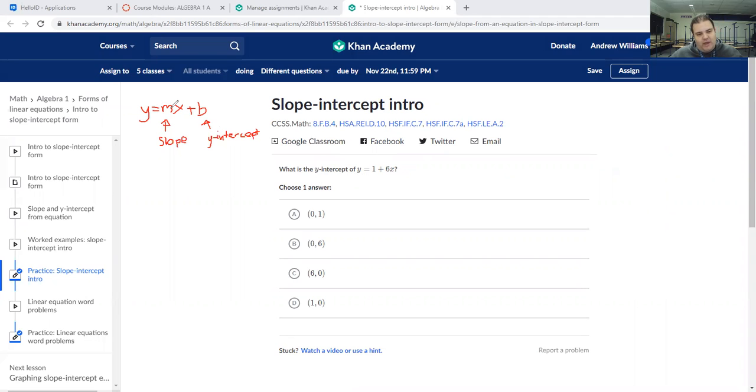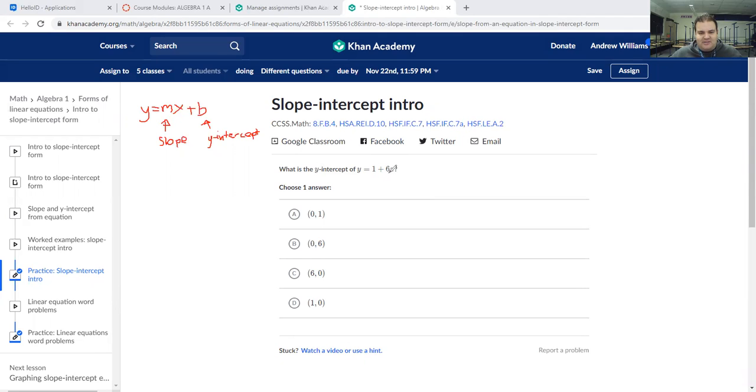Notice over here I have it as y equals mx plus b, but really it could be y equals b plus mx. It would work the same way. The commutative property tells us that addition doesn't really depend on the order. 2 plus 3 is 5, 3 plus 2 is 5. It doesn't really matter the order. So you may get tricked a little bit, but don't let it trick you.